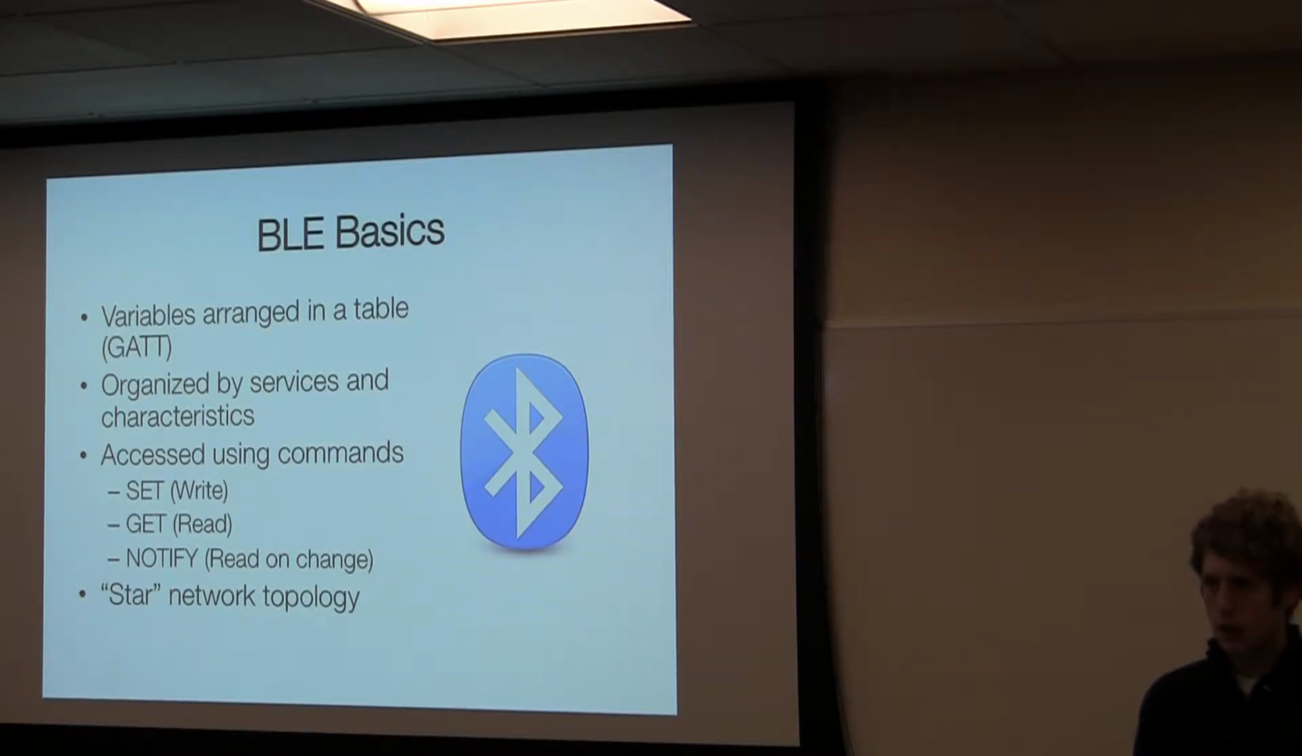Additionally, it has a star network topology in that each peripheral device can only connect to one central device, but a central device like a phone can connect to many peripherals.